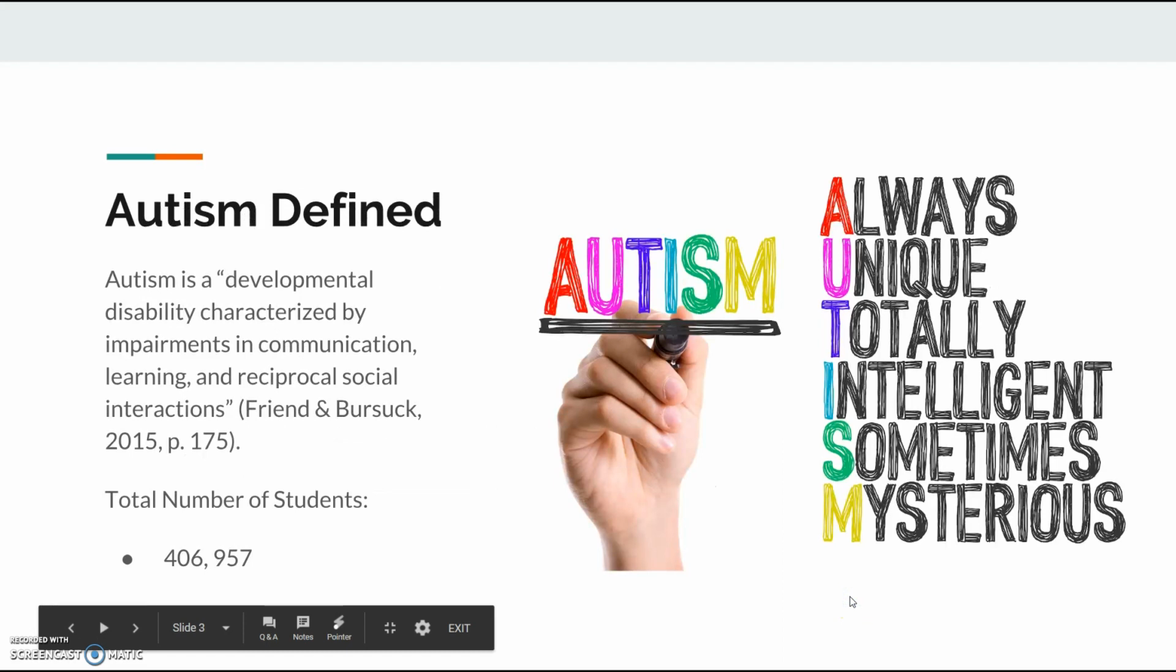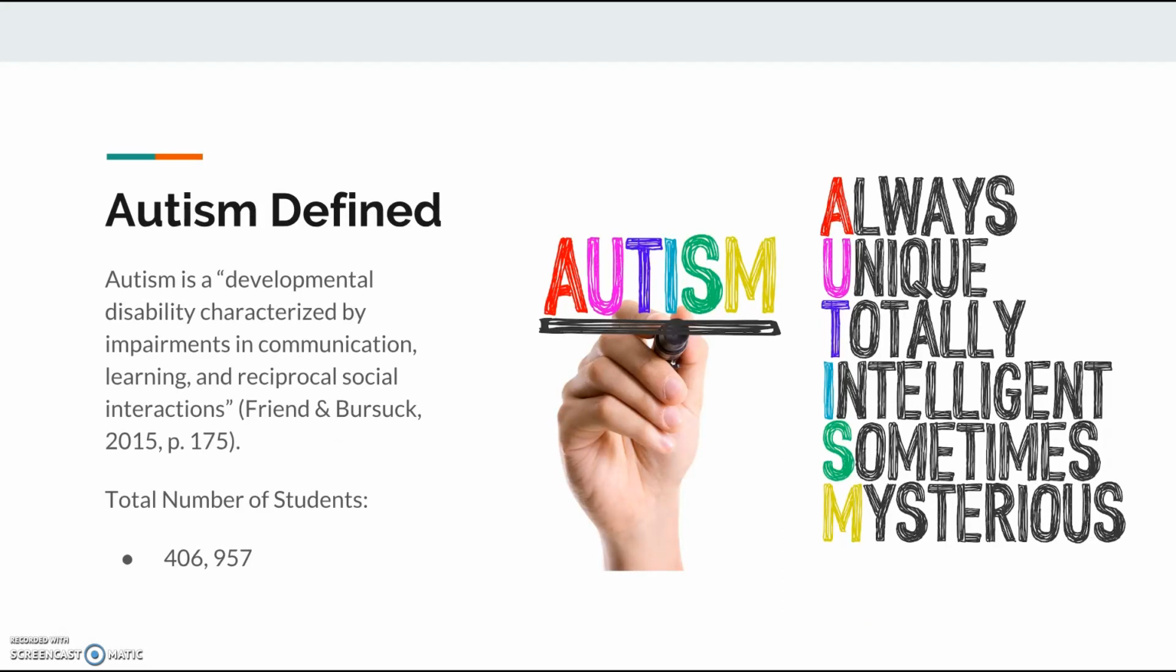Autism is defined as a developmental disability characterized by impairments in communication, learning, and reciprocal or social interactions. The total number of students that have autism is about 406,957.